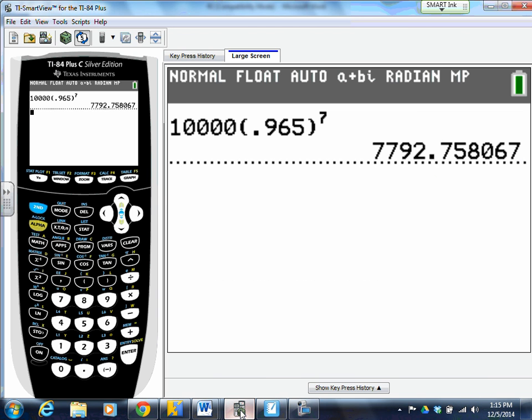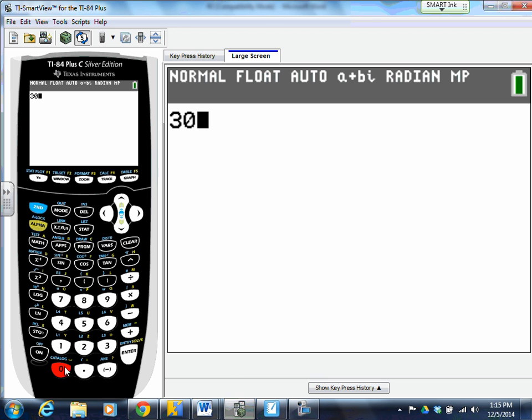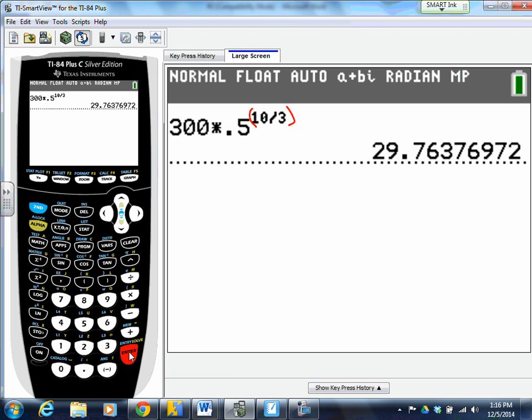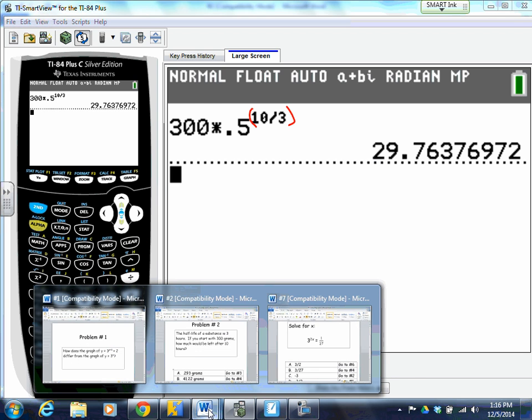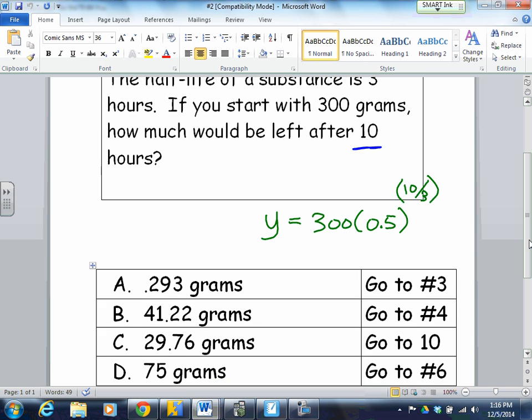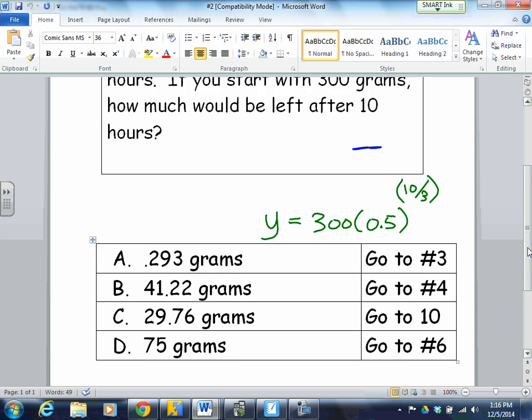So let's go ahead and throw that in and get an answer here. 300 times 0.5 to the 10 over 3. Okay, and I don't need parentheses on this one because I can see that the division problem is all up in the exponent, but you may, and it might just be safe to throw them around there. And that'll give us an amount remaining. Okay, so about 29.8 grams would be left. So that one looks like C. Okay, so C for that one.